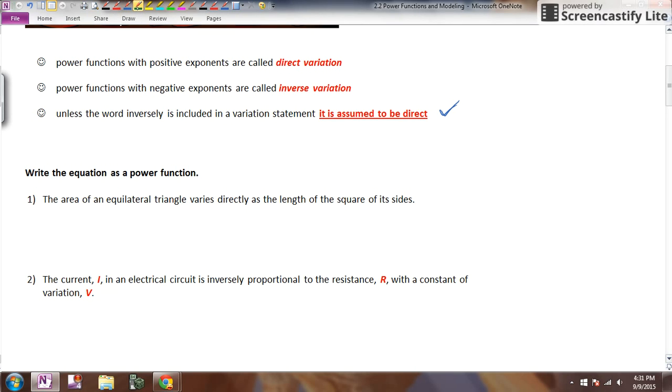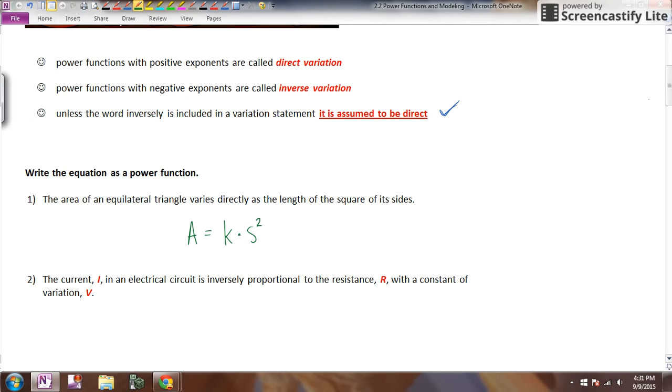As I go to write this equation, the area of an equilateral triangle varies directly, means there's some constant here. I don't know what that is. Some constant. Directly means I'm going to multiply it with the length of the square of the sides. So the length of the sides squared. Or maybe that would look better if I use s squared. Would that look prettier? So I'll use s as my variable, the side squared. And there is my direct variation, area in terms of side. And the k is just some number that you probably have to figure out in the problem.